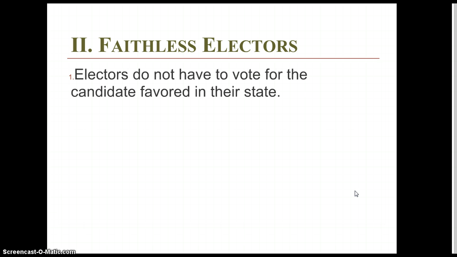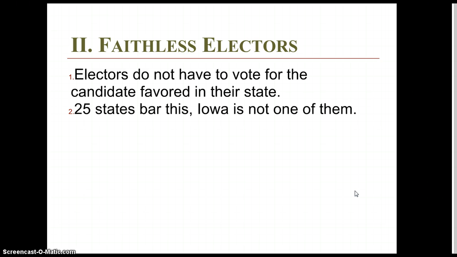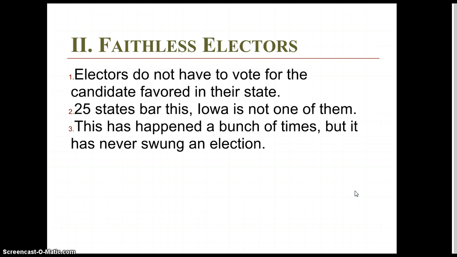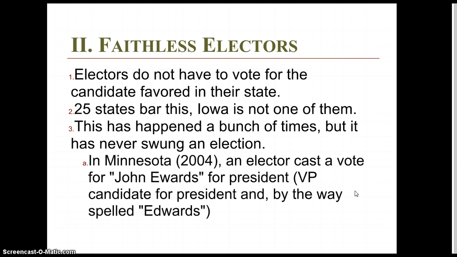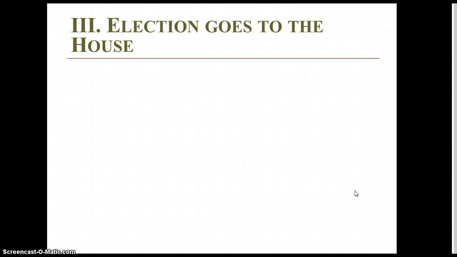Then there's the issue of faithless electors. They don't have to vote for the candidate favored in their state. 25 states say that this is not allowed, that they have to vote exactly as the state does. It's happened a bunch of times, but only 10 or 12 times in modern time. In Minnesota, a funny example is a guy voted for the vice presidential candidate, John Edwards, for president. His name was Edwards. John Kerry was who he's supposed to vote for, but we're not sure if the tough primary between John Edwards and John Kerry influenced that faithless elector.